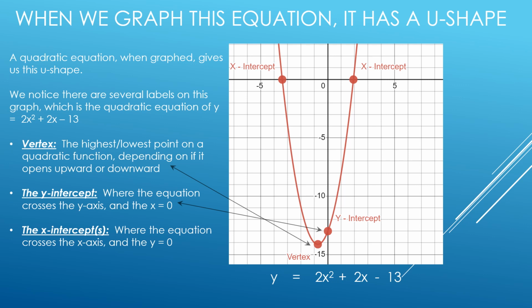The vertex. This is the highest or lowest point on a quadratic function, depending if it's opening upward or opening downward. The y-intercept. This is where the equation crosses the y-axis, as we show here, and where x equals 0. The x-intercept, where the equation crosses the x-axis, and y equals 0. If you notice here, we can have two x-intercepts. We could have one, we could have none.